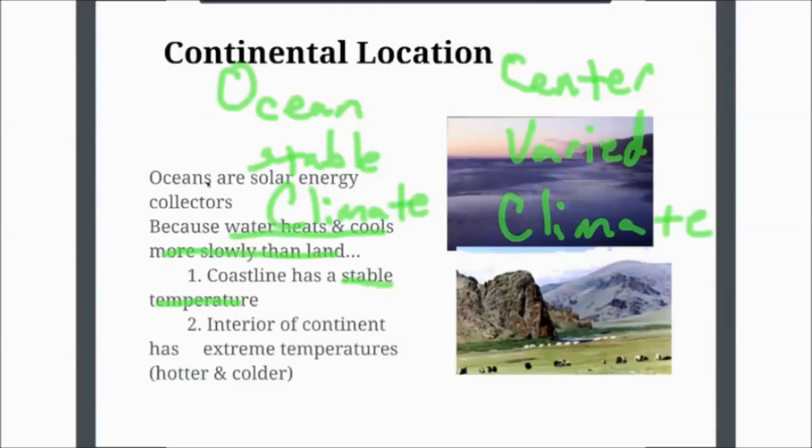Okay, and this idea that oceans heat up and cool off very slowly also affects wind patterns, which, if you've seen the other video on monsoons, explains how monsoons happen. Okay, so that is continental location.